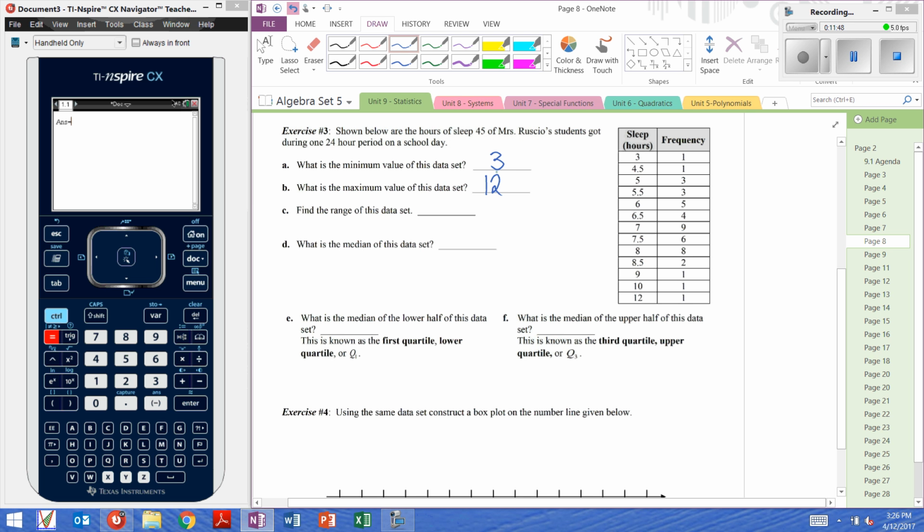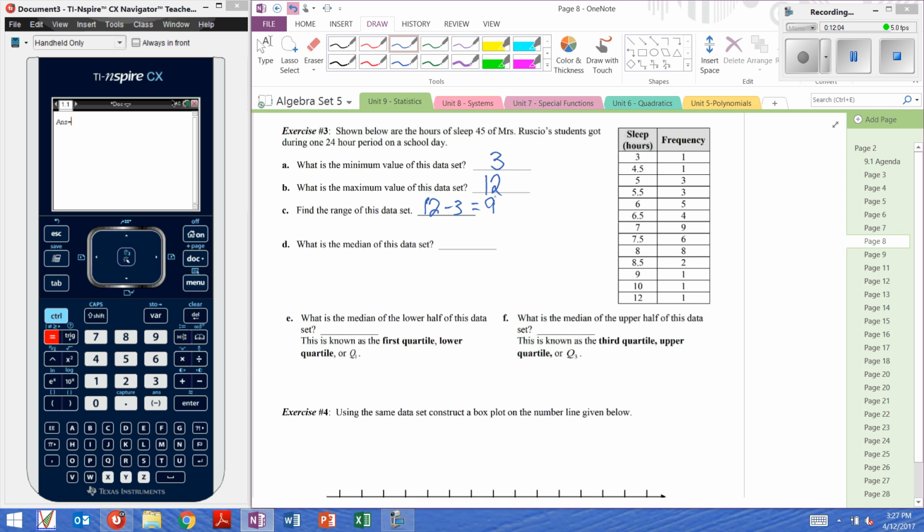Let's find the range. Well, the range would be 12 minus 3, which is a 9-hour range. D then asks us, what is the median of this data set?